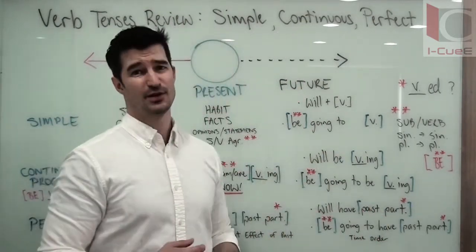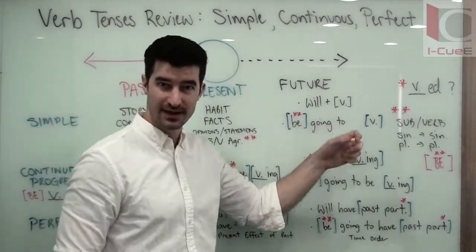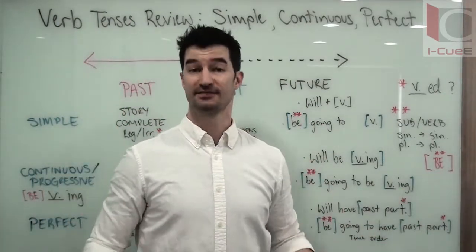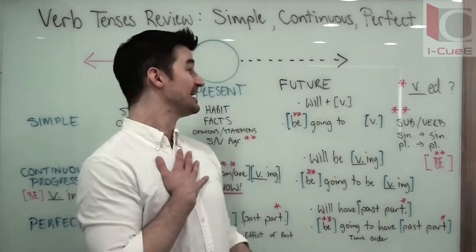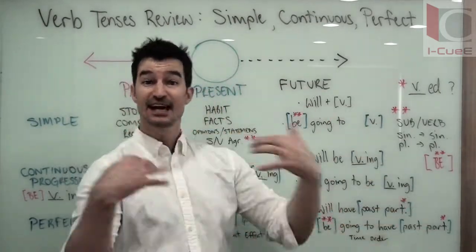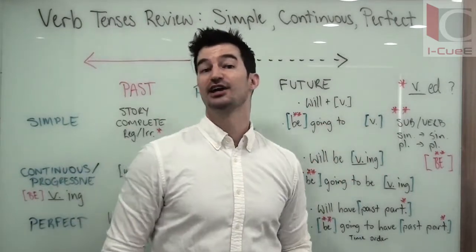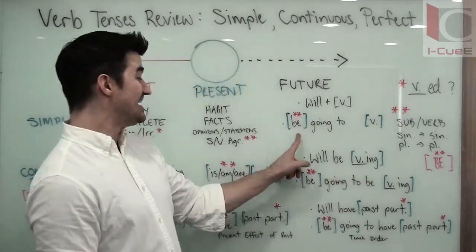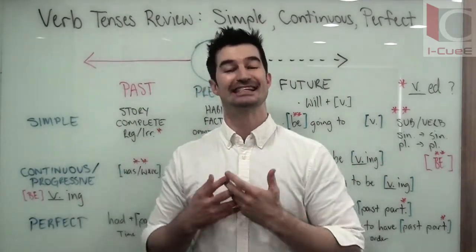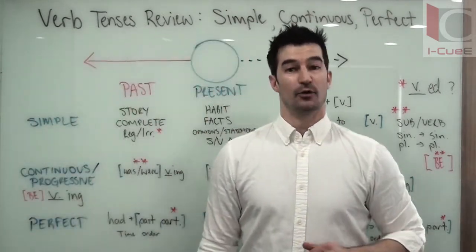The second way in which to create the future tense is to use the construction be going to. Whenever we use this construction, be going to, you have to remember subject-verb agreement. It could be I am going to watch a movie later. It could be we are going to eat dinner. Or it could be he, she, or it is going to do something else. So, those are the simple verb tenses. And now we're moving on.